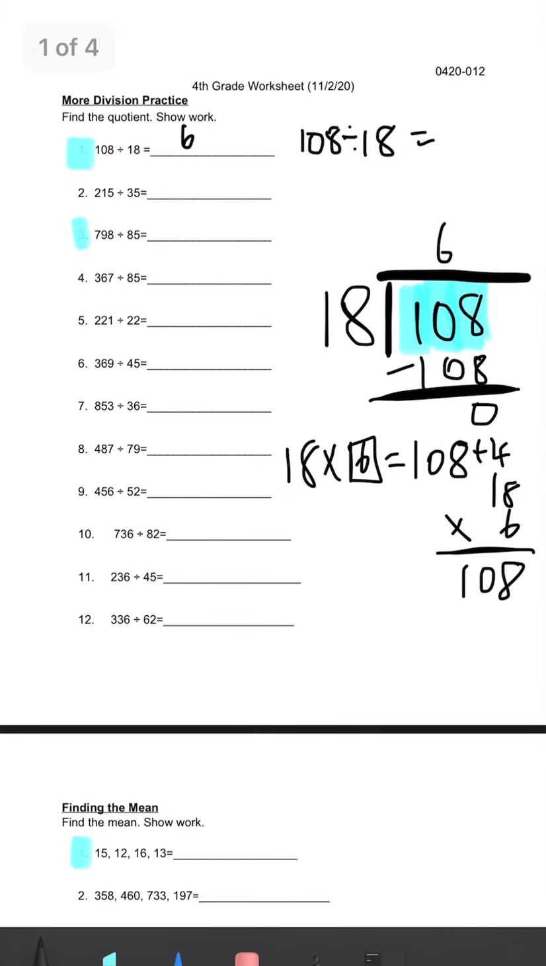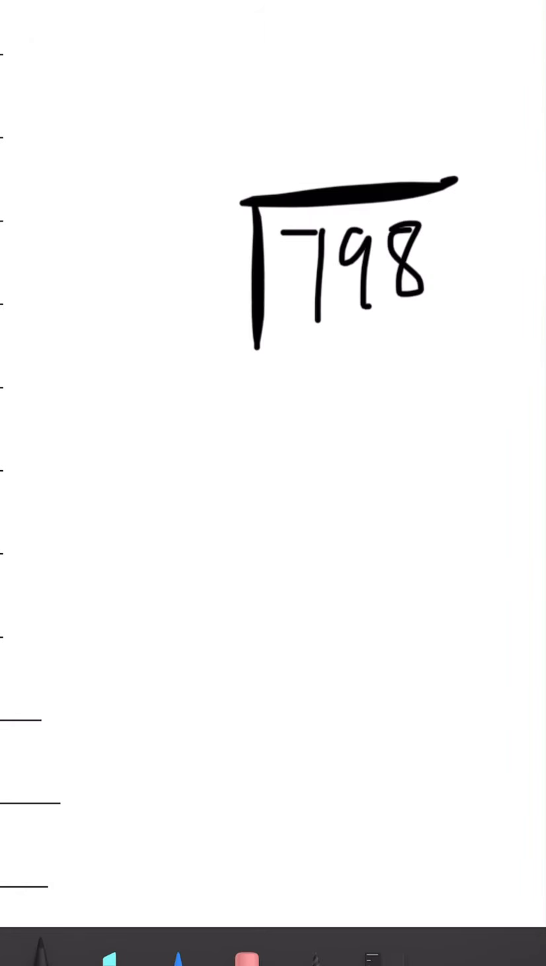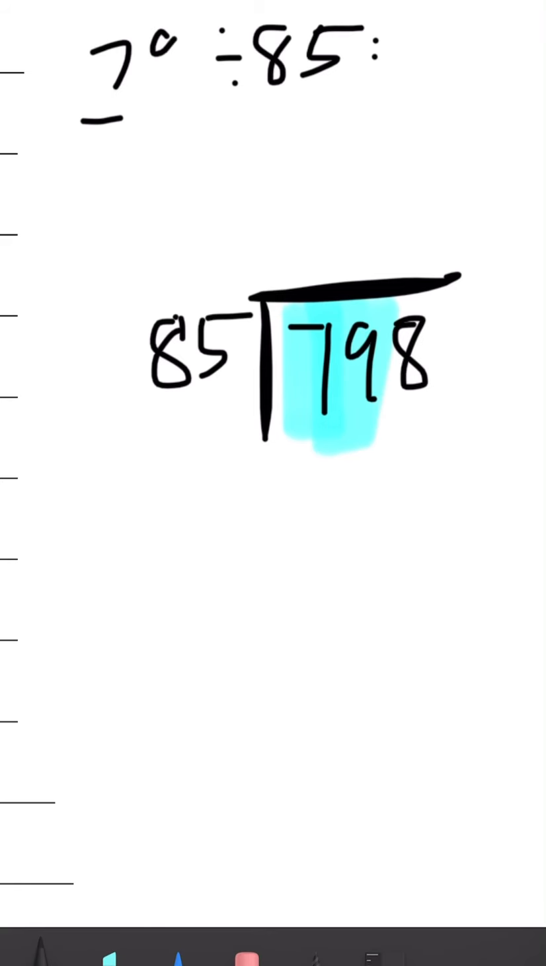Next, we'll do number 3. I'm going to erase my work so we have more space. Number 3 is 798 divided by 85. So again, this is 2 digits, but it's the same steps. Look at the first number and see if this is possible. Since it is not, because 7 is smaller, we'll move on to the second number. That is still not possible because 79 is smaller than 85. So we'll look at all three numbers.